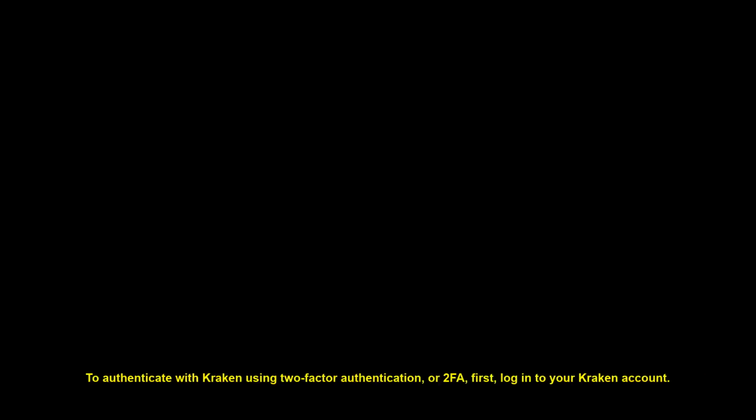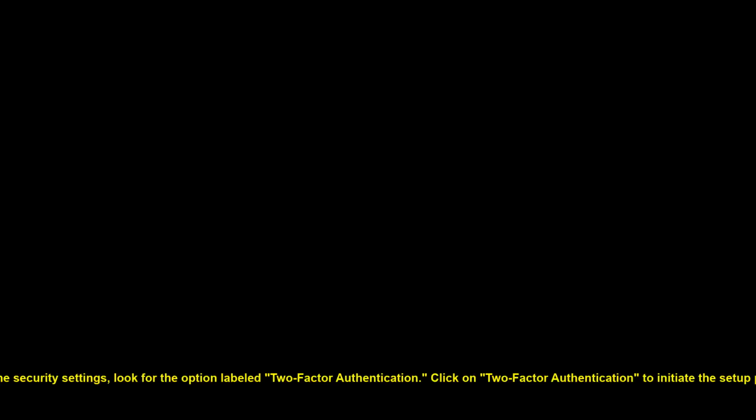To authenticate with Kraken using two-factor authentication, or 2FA, first, log in to your Kraken account. Once logged in, navigate to the account settings by clicking on your username in the upper right corner. In the account settings menu, locate and select the security tab. Within the security settings, look for the option labeled Two-Factor Authentication. Click on Two-Factor Authentication to initiate.